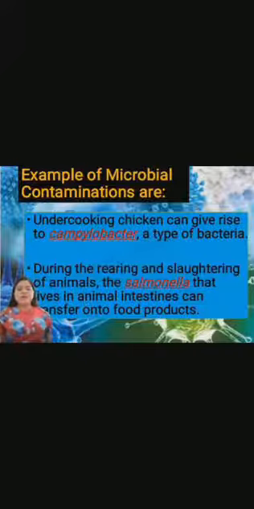During the rearing and slaughtering of animals, the salmonella that lives in animal intestines can transfer into food products. Salmonella is a genus of rod-shaped gram-negative bacteria that can generally cause diarrhea and typhoid fever.